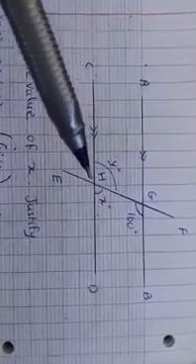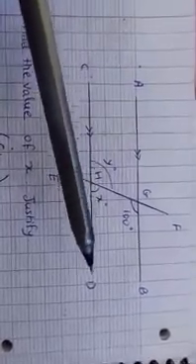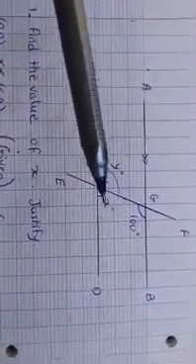Okay, so the first question is: find the value of X, justify or show your calculations. We have to find the value of X with justification. First of all, if you look here, this is the angle X. We can say that it is the angle FHD, or DHF, or GHD, or DHG. This is the angle X.